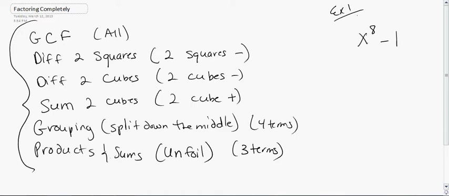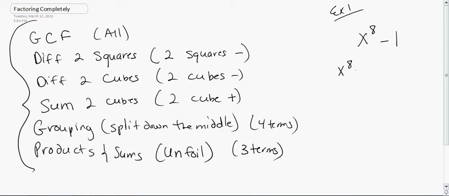Well, I have two things, x to the 8. That's one term, and the other is my minus 1. I'm definitely subtracting them. Are these squares? Well, the 1 is a square. The 8 will be a square if it's divisible by 2, which it is. 8 divided by 2 is 4. And if you're not sure why that is, think about that for a second.